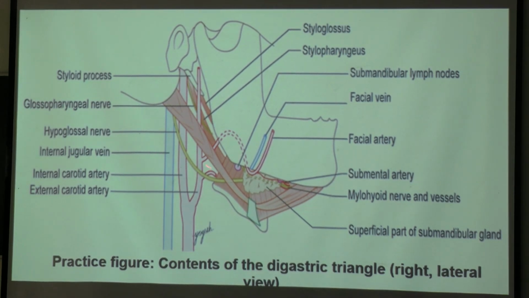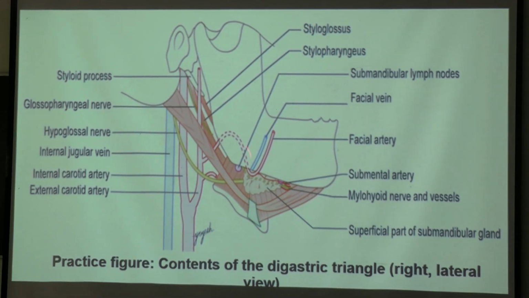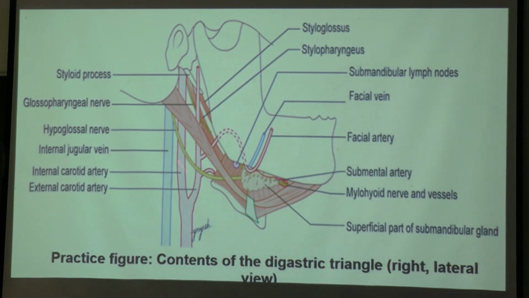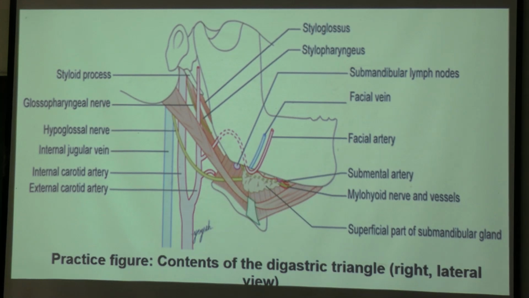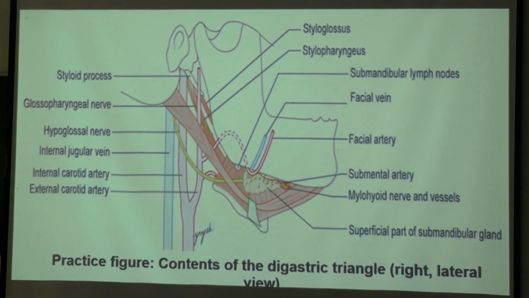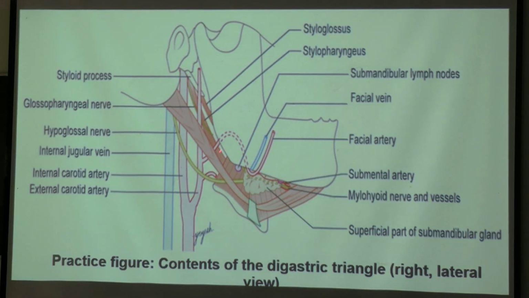Here in this diagram you can see the contents. This is the facial vein. This artery is the facial artery, with its tortuosity. From the tortuosity you will identify it. Facial artery is very commonly given in your OSPE. These contents are important for your OSPE questions, okay? All those muscles, larger muscles and the contents. This is the submandibular gland. Here is the submental artery, mylohyoid nerve and vessels, and this one is the hypoglossal nerve.